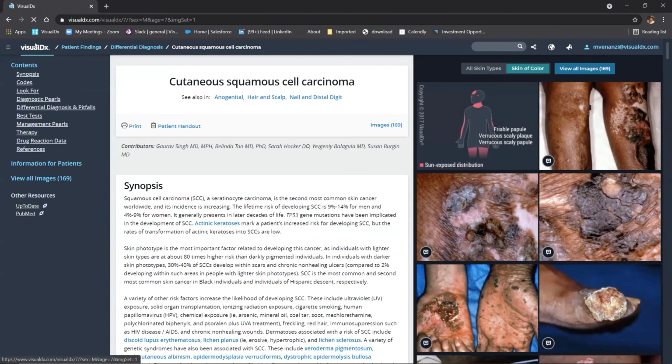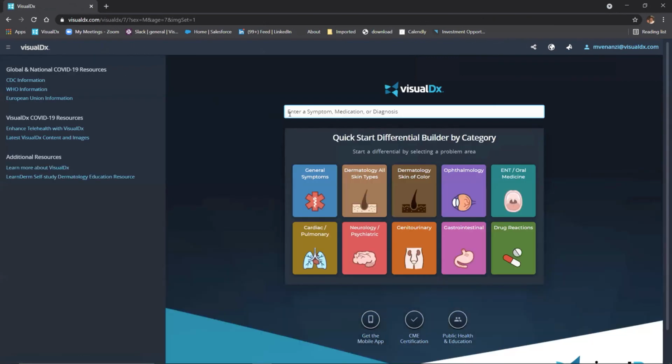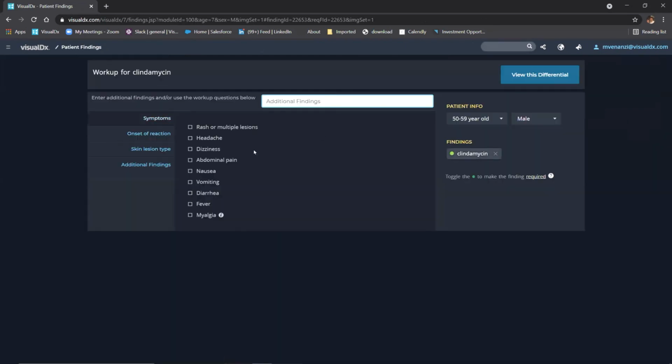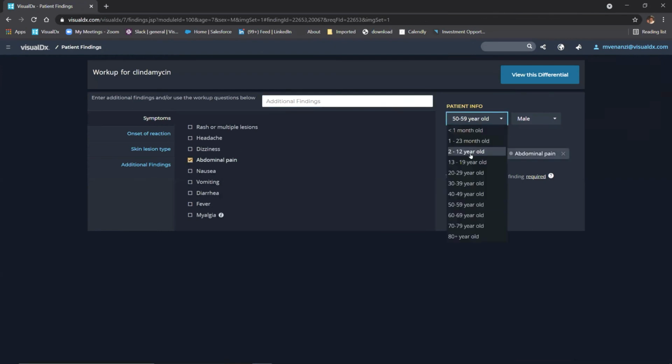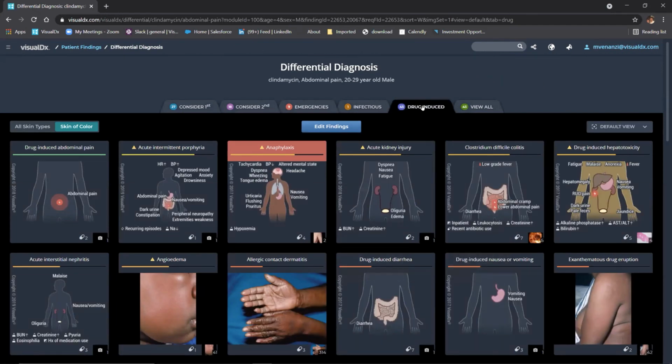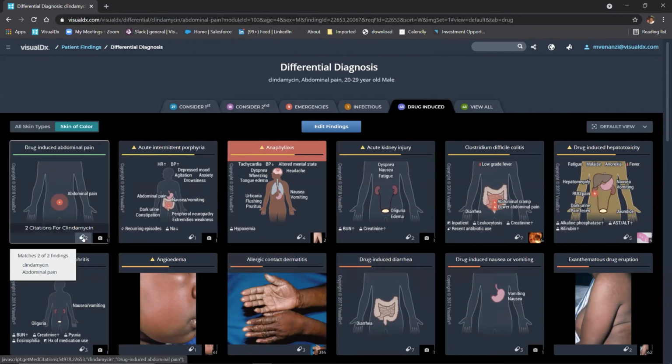And then the final approach to VisualDx is looking at drug reaction data. So let's just say I've got a patient who's taking clindamycin. And they're complaining of abdominal pain, and I've got a 20-year-old male, and I want to see if there's any citations of clindamycin linking to abdominal pain. When I view the differential, it's automatically going to go to the drug-induced tab. That's the machine learning of VisualDx kicking in and really showing you if there's any citations of clindamycin linking to abdominal pain. Or any other diagnoses.